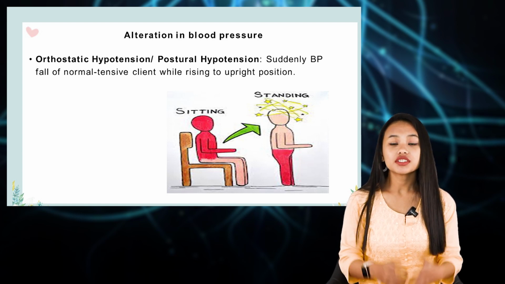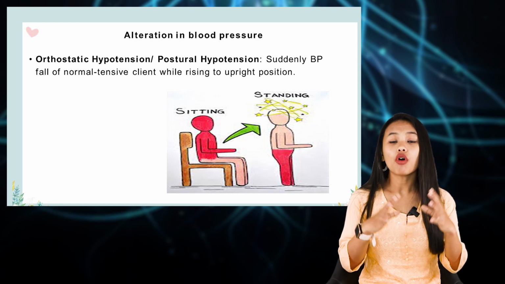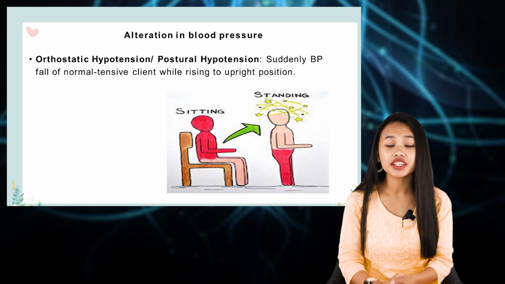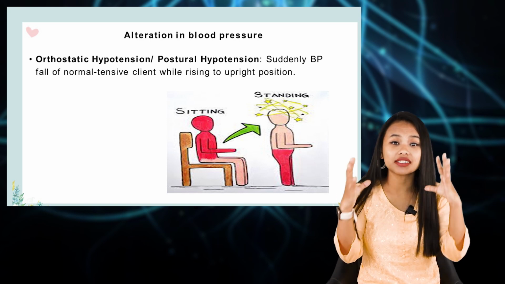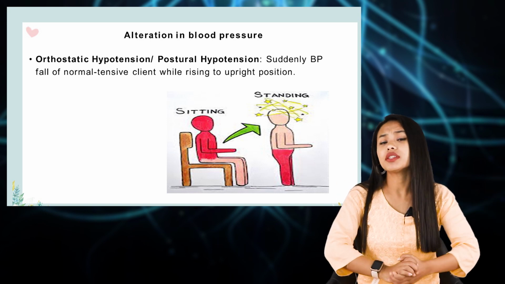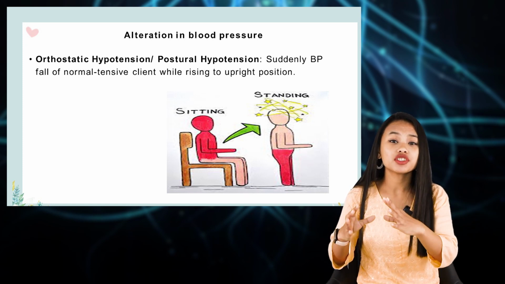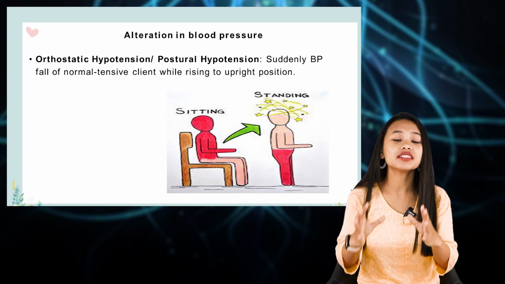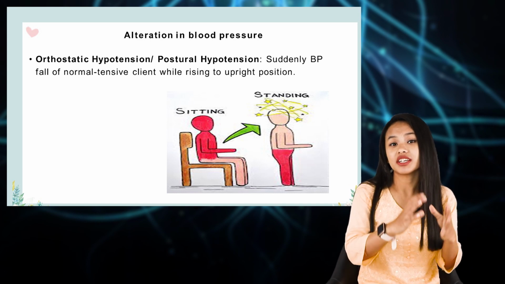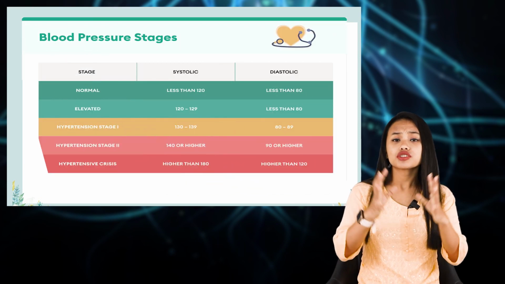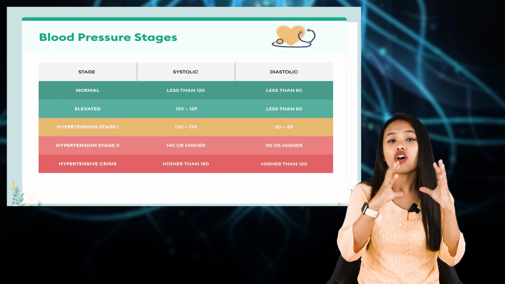The third one is the orthostatic hypotension or the postural hypotension. So here, if you see that when a client is standing or even when the client is rising to an upright position, their blood pressure is falling, then this can be termed as orthostatic hypotension or even postural hypotension. So let us look at the stages of blood pressure.